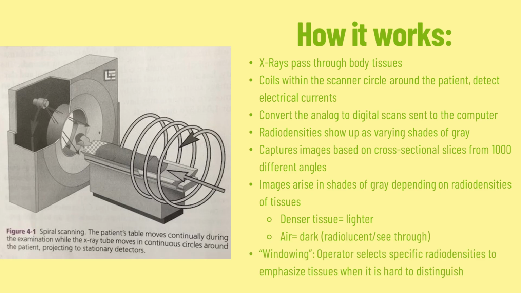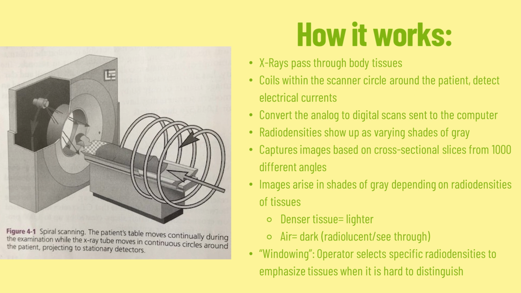So when a patient is undergoing a CT scan, the patient moves through the gantry, which is the CT machine, and the coils circle around the patient to detect electrical currents. Then the X-ray is continuously taking these images through the cross sections of the body, again to convert the image from analog to digital.